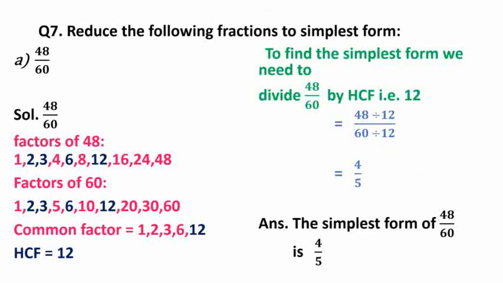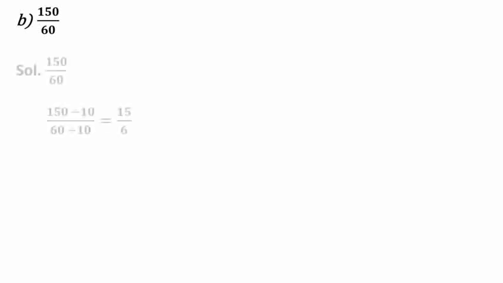Another way you can see here, children, our question is 150 by 60. So simply we can simplify this. We can reduce the value. You can see here both can be divided by 10. So we have first divided it by 10. So 150 divided by 10 we get 15 and 60 divided by 10 we get 6.